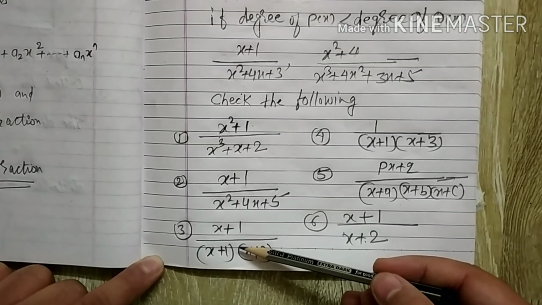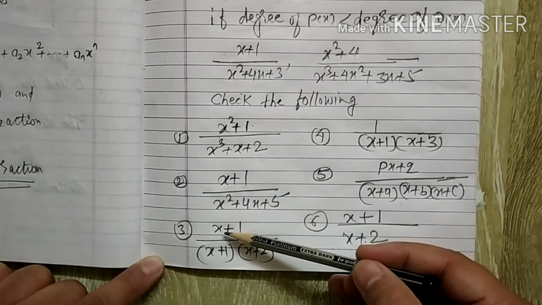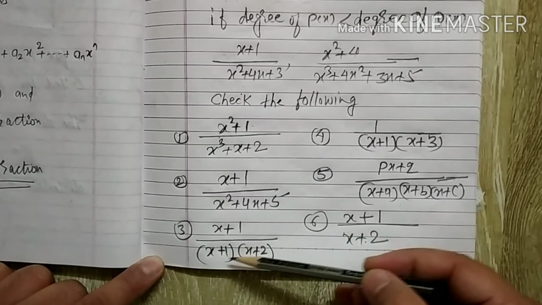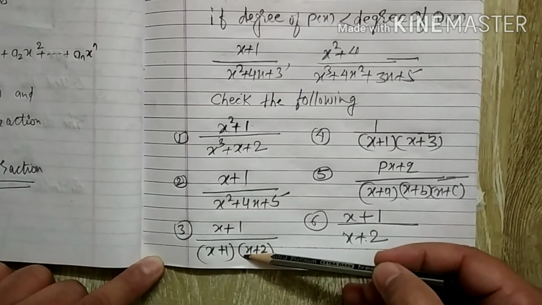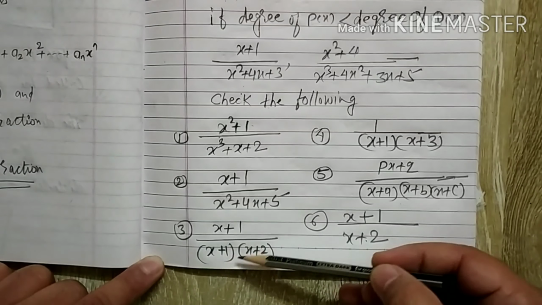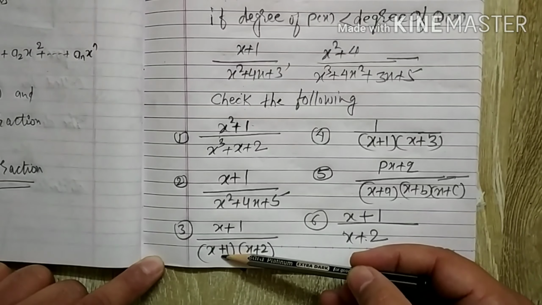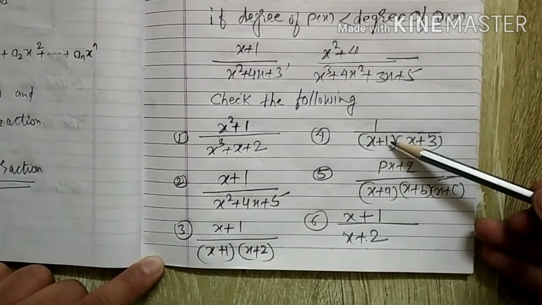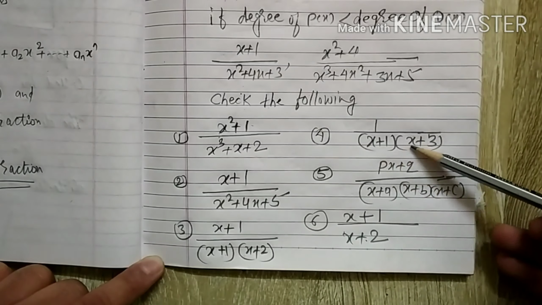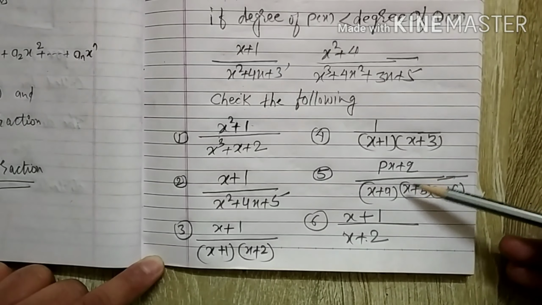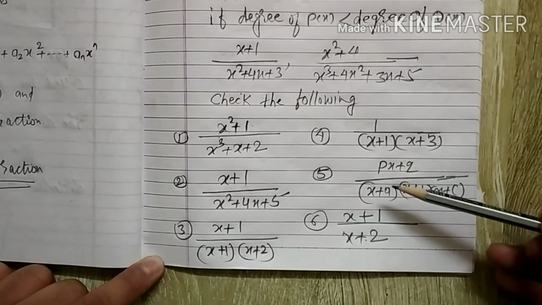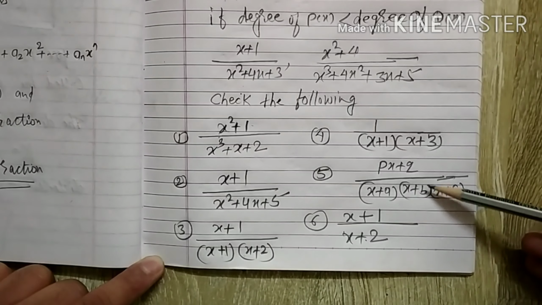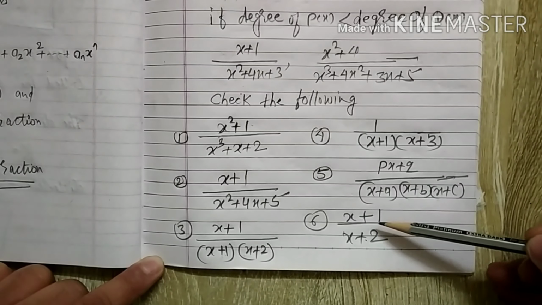Here also the degree of the numerator is 1 and the degree of the denominator is 2, since multiplying gives the square of x. So this is also a proper fraction. Here also it is a proper fraction, as the degree of the denominator is 2. Here the degree of the numerator is 1 and the degree of the denominator is 3, so it is also a proper fraction.